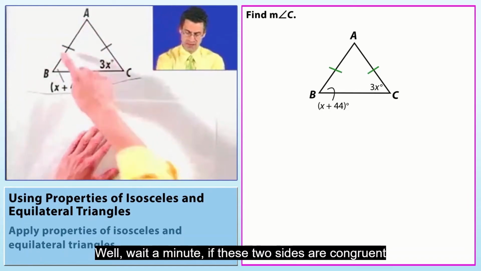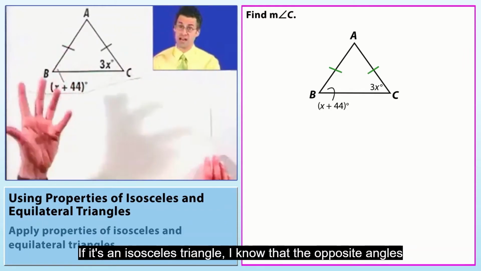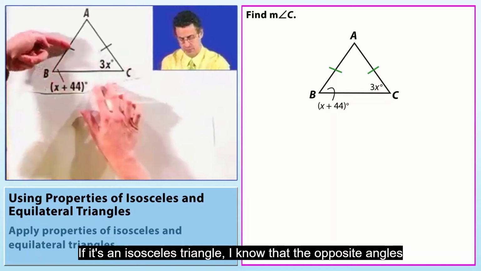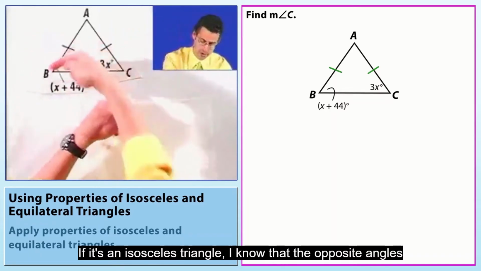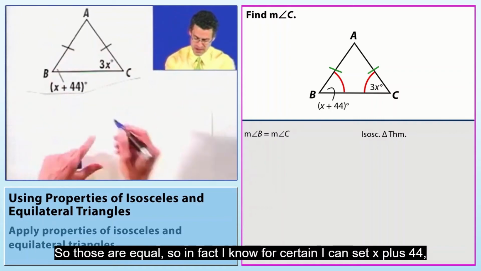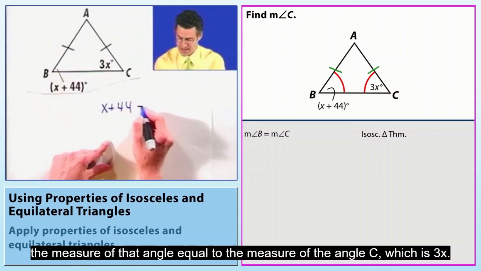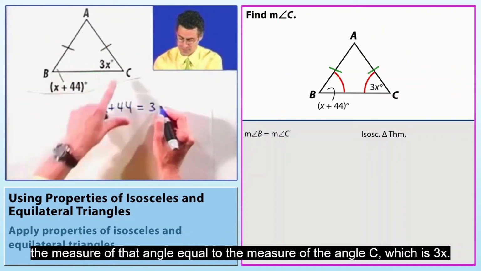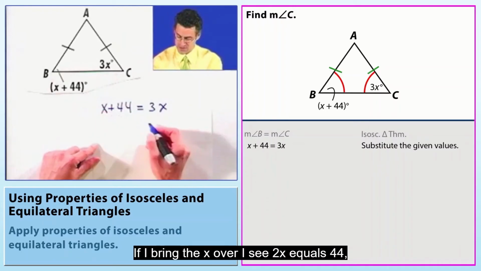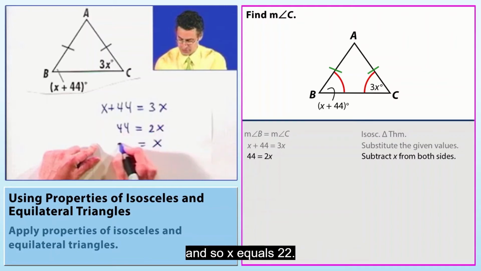Well, wait a minute. If these two sides are congruent, then I know this is an isosceles triangle. If it's an isosceles triangle, I know that the opposite angles are going to be equal. So in fact, I know for certain I can set x plus 44, the measure of that angle, equal to the measure of the angle C, which is 3x. And now I can solve for x. If I bring the x over, I see 2x equals 44. And so x equals 22.